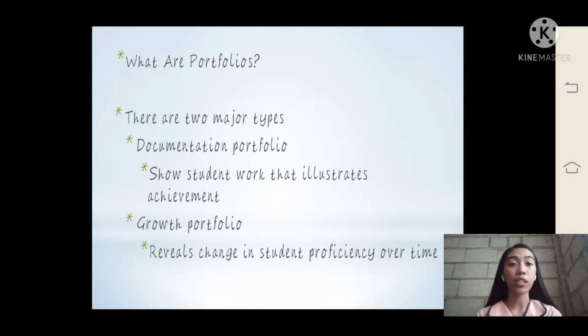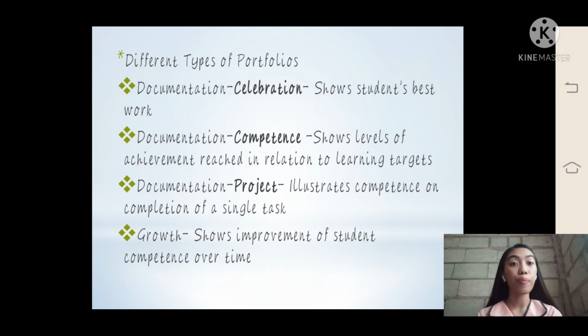If there are two major types of portfolio, there are also different types of portfolio. First is the documentation celebration, which shows students' best work. Second is the documentation competence, which shows levels of achievement reached in relation to learning targets. Third, documentation project, illustrates competence on completion of a single task. And last, growth. It shows improvement of students and competence over time.